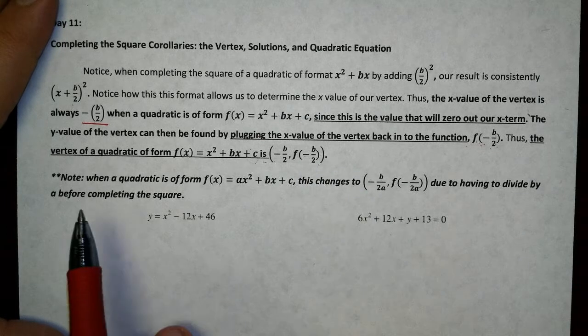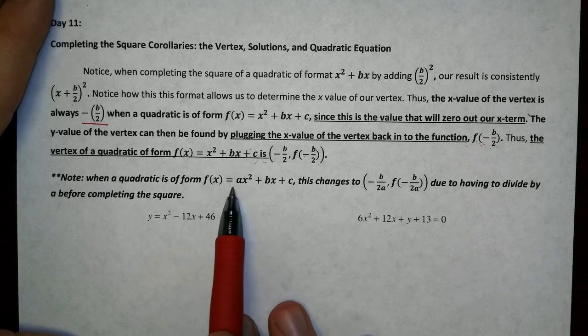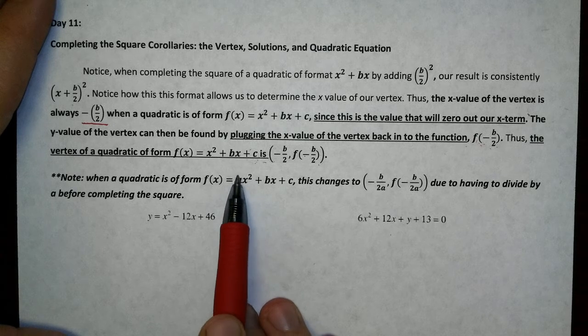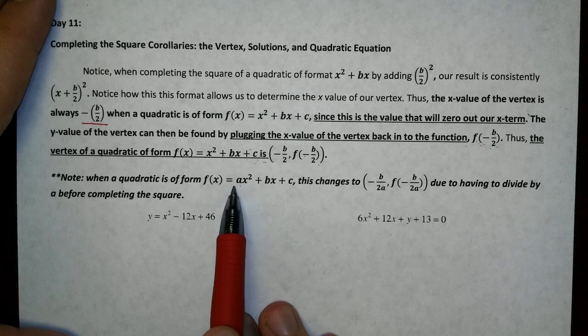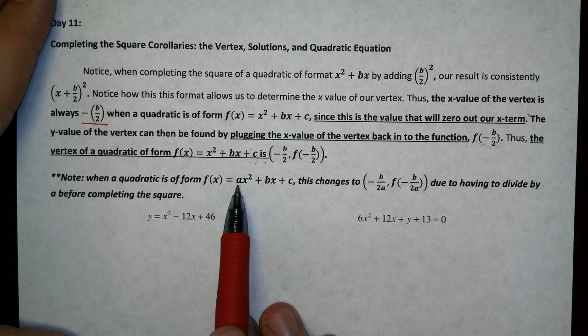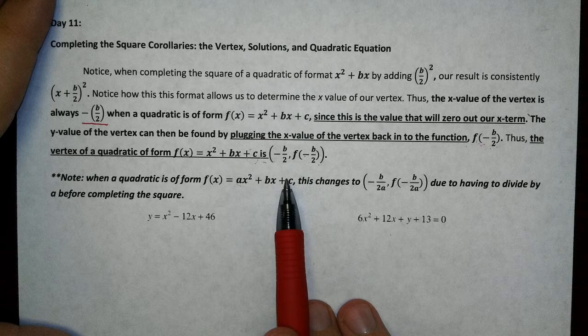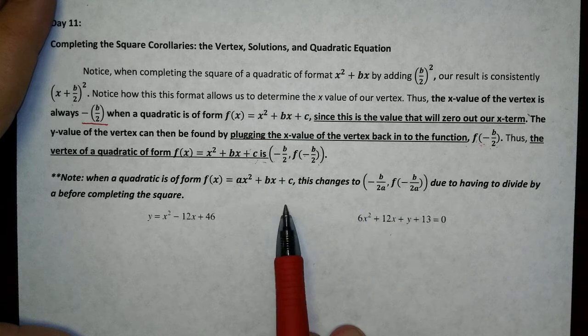Now, one very, very small note. So note when a quadratic is of this form, so right now we have an a right here, say that it's not equal to 1, and say we have a different number right here that is a. We don't know what it is, but it's not 1. It's going to make a slight modification to this. Right? And here's going to be the modification right here.